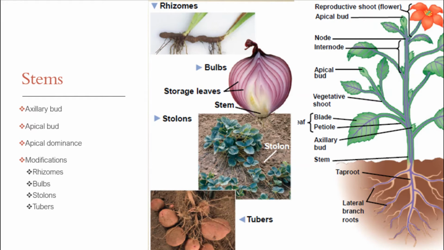And then the last is apical dominance. And so we usually find this at the top of the plant or at the tips, and this helps maintain dormancy in some non-apical buds.